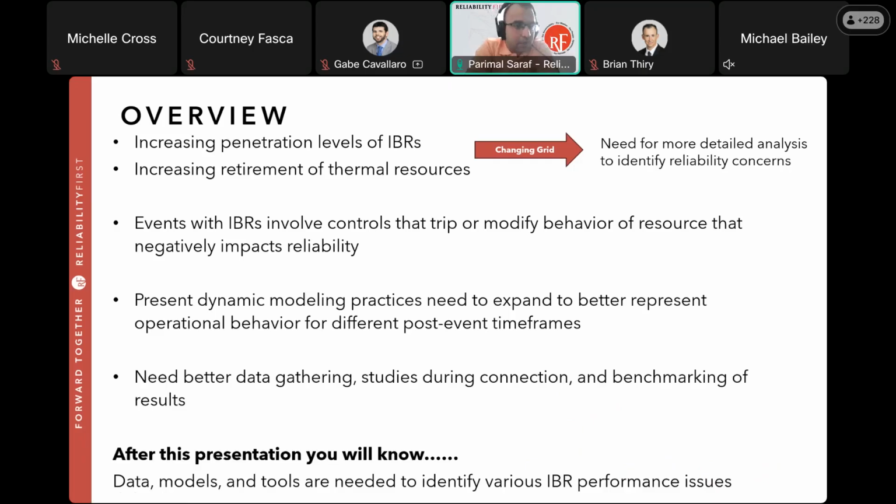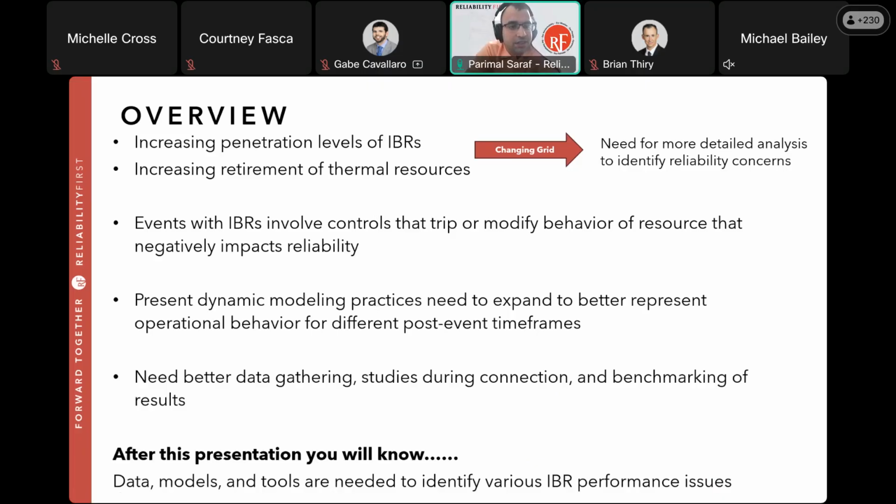So this is the main crux of the presentation. So why are we here? We are seeing consistently increasing levels of penetration of IBRs in the North American grid. And at the same time, we are also observing increased retirement of thermal and other conventional resources. So the need of the hour is a more detailed analysis to identify reliability concerns.